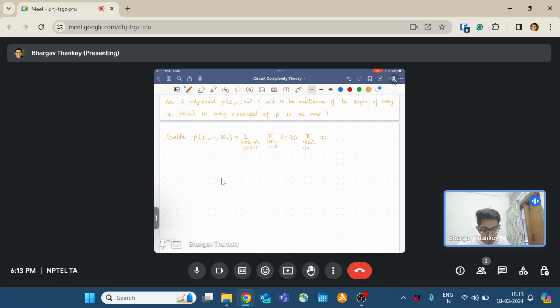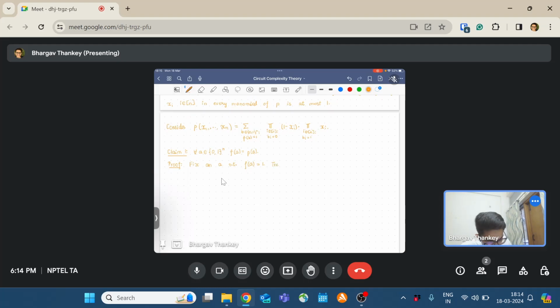To do this, we will show the following claim: for all a in 0,1 to the n, f of a equals P of a. So fix an a such that f of a equals 1.